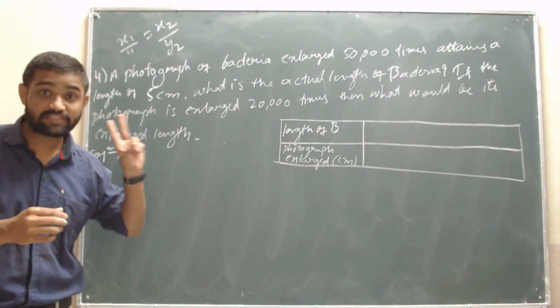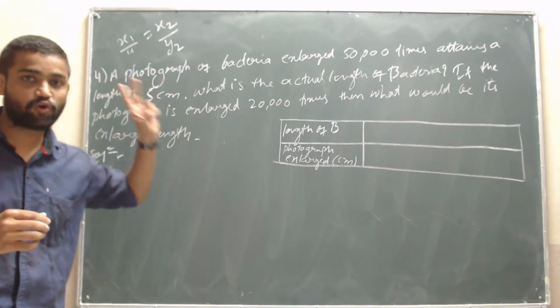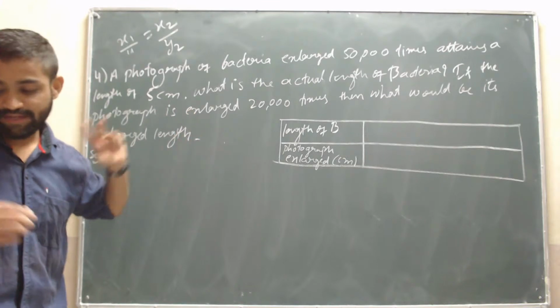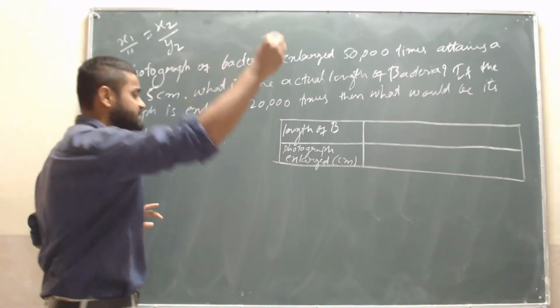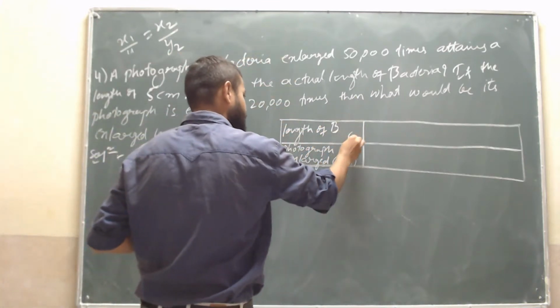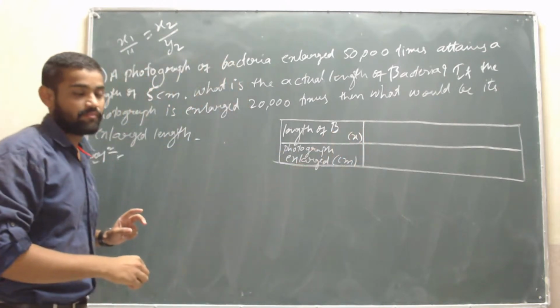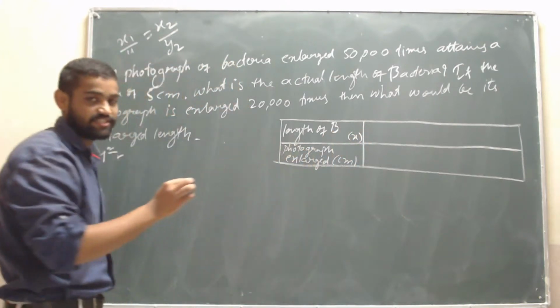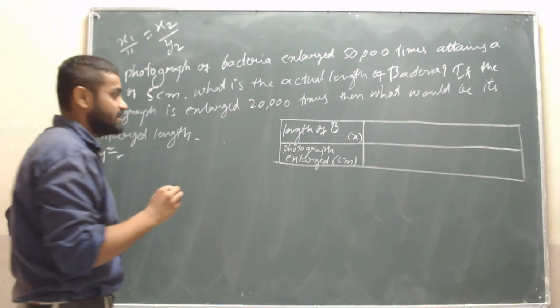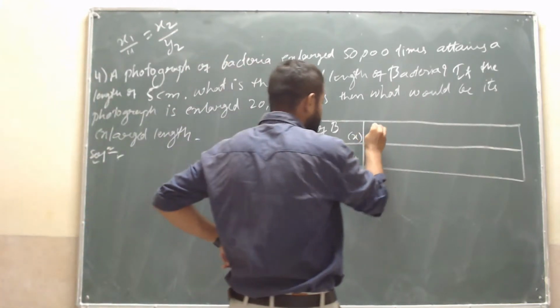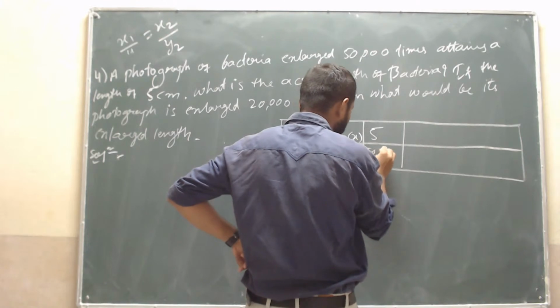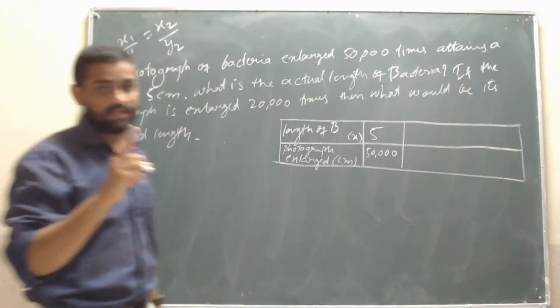First we have to clear the question. Is it clear to you? Yes. So I will make two tables: the length of bacteria, let's take x, and the photograph enlarged. See here, the length of bacteria is 5 when it is enlarged 50,000 times. This is clear.